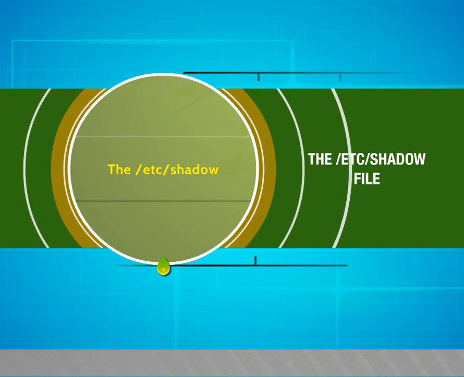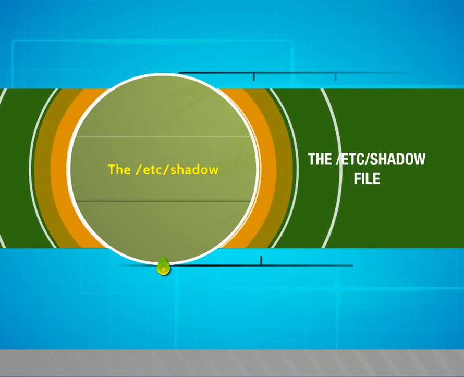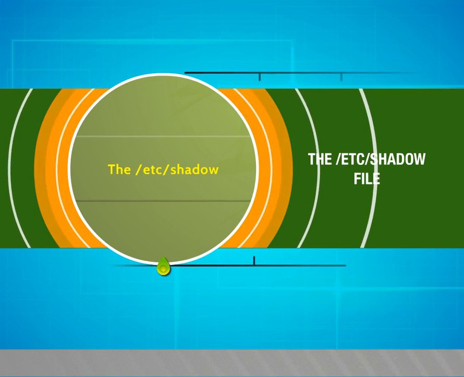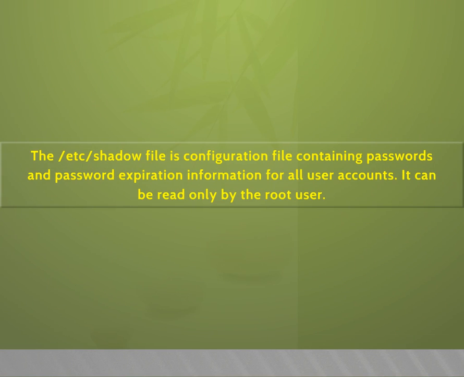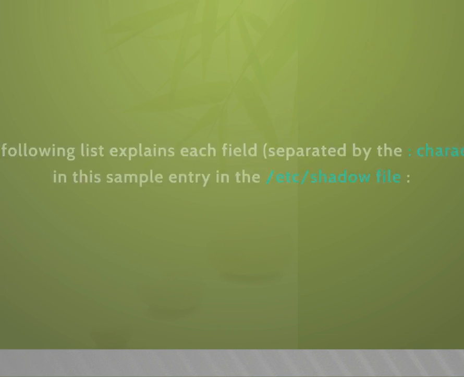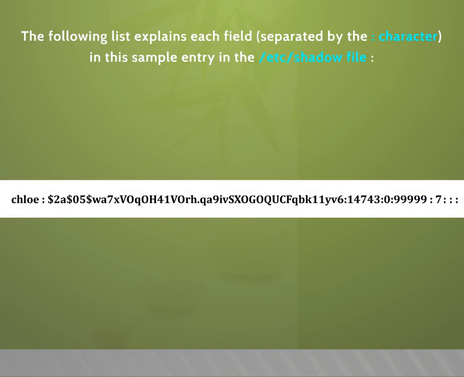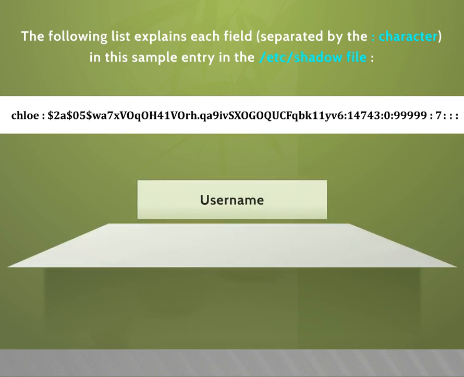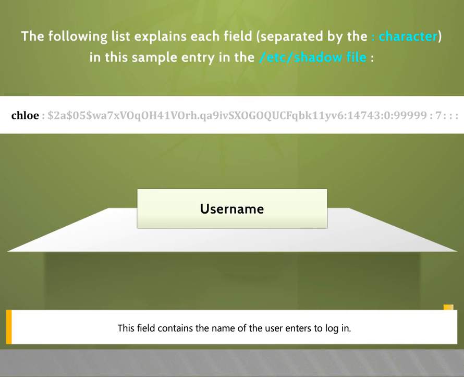The /etc/shadow file. In this video, we are going to see about the /etc/shadow file. The /etc/shadow file is a configuration file containing passwords and password expiration information for all user accounts. It can be read only by the root user. The following list explains each field, separated by the colon character, in a sample entry in the /etc/shadow file. Username. This field contains the name the user enters to log in.